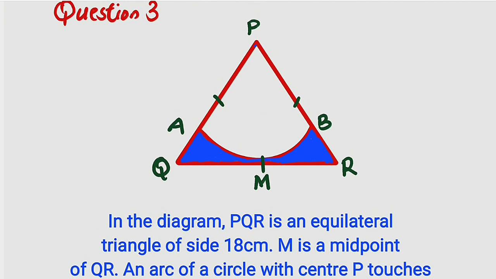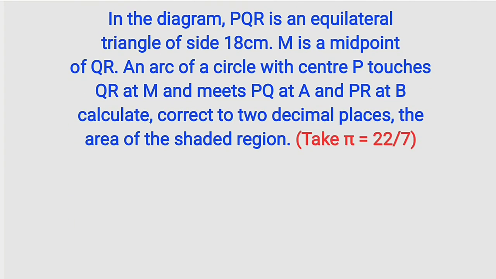So how can we find the area of this shaded region? First of all, we have to find the area of this equilateral triangle. Secondly, find the area of this sector. Then take away the area of the sector from the area of the triangle. What is left will be the area of this blue region. All right, let us find the area of the equilateral triangle.